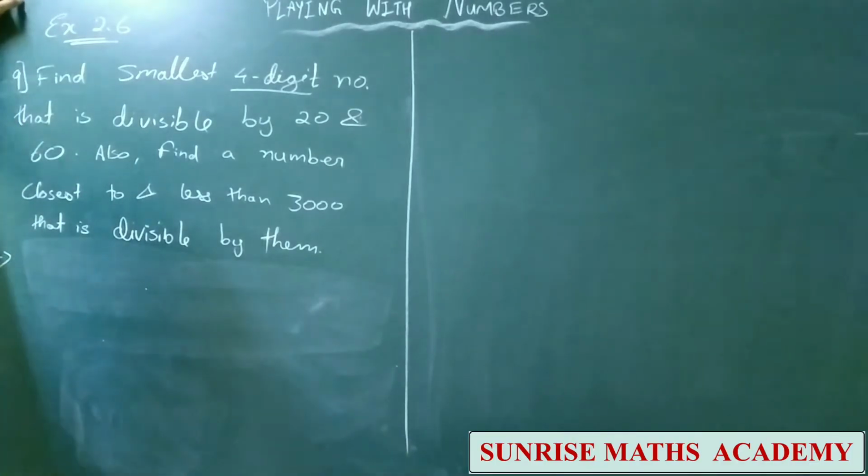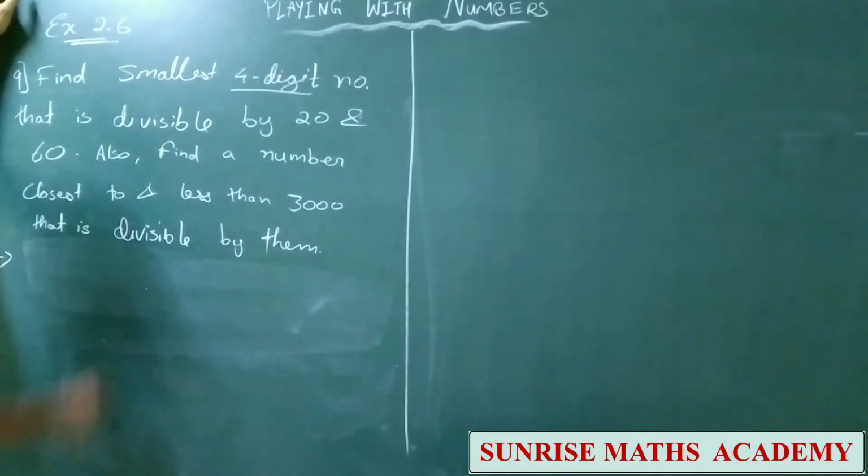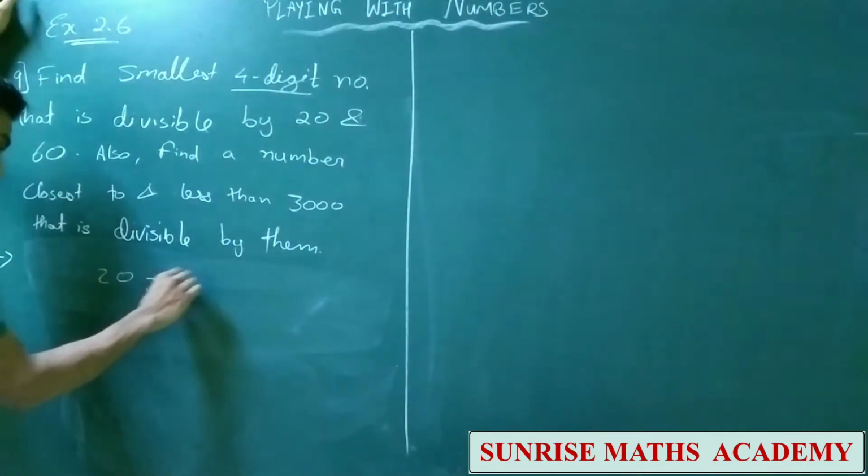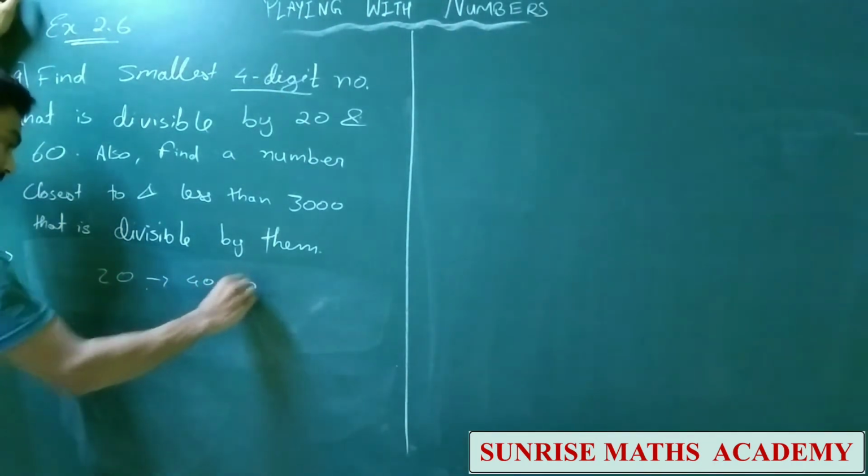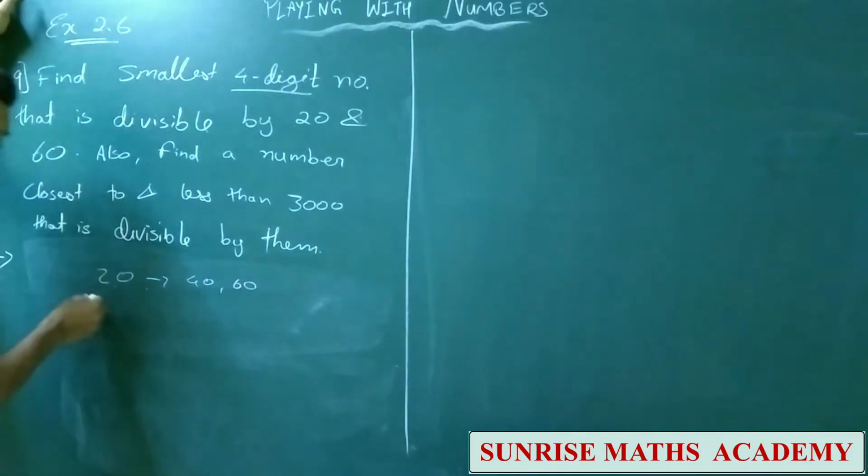Let's see the next word problem. Here we have to find the smallest 4-digit number which is divisible by 20 and 60. Now if we talk about 20 का multiple है 40, 60. So 40 and 60 are the multiples which are divisible by 20.